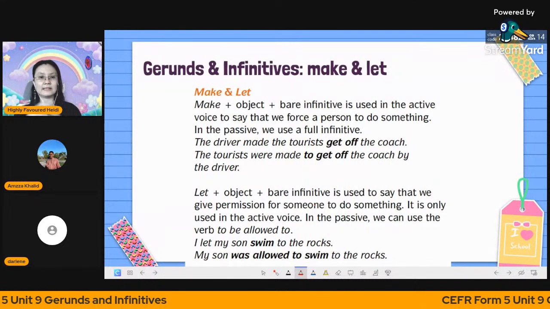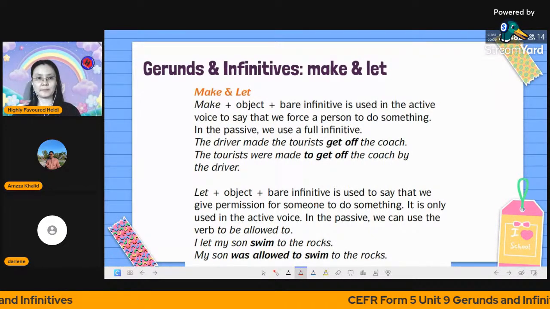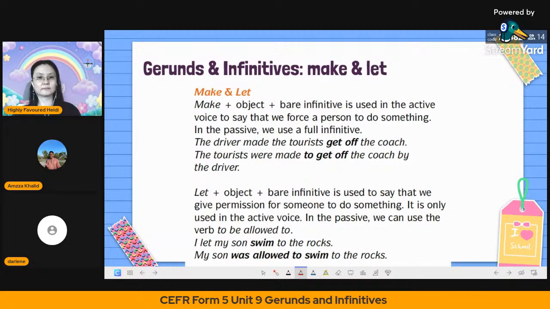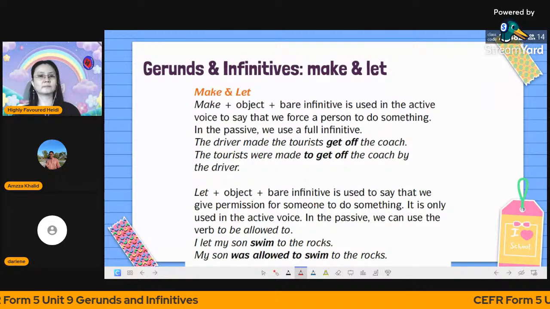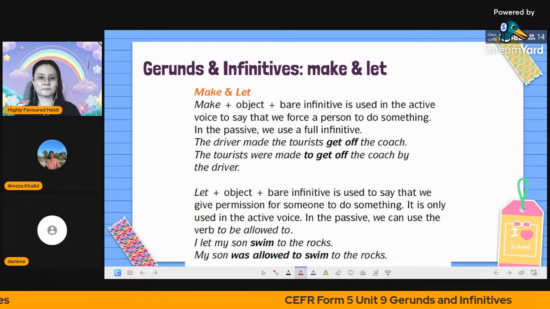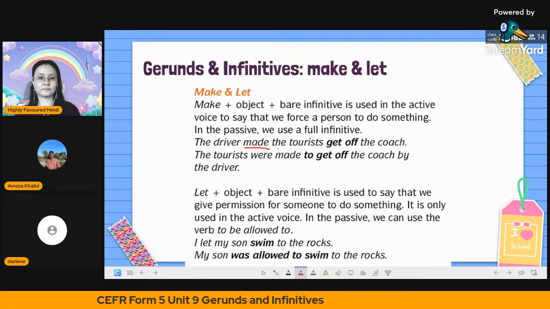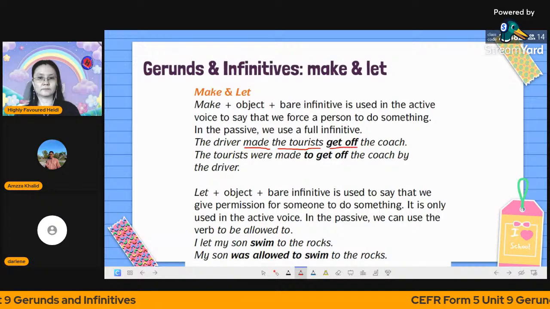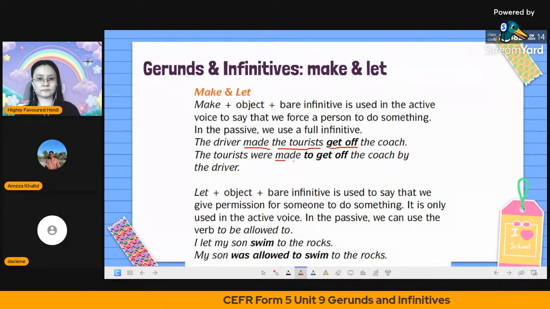Dalini, can you help teacher to read this part? Make plus object plus bare infinitive is used in the active voice to say that we force a person to do something. In the passive, we use a full infinitive. The driver made the tourists get off the coach. The tourists were made to get off the coach by the driver.